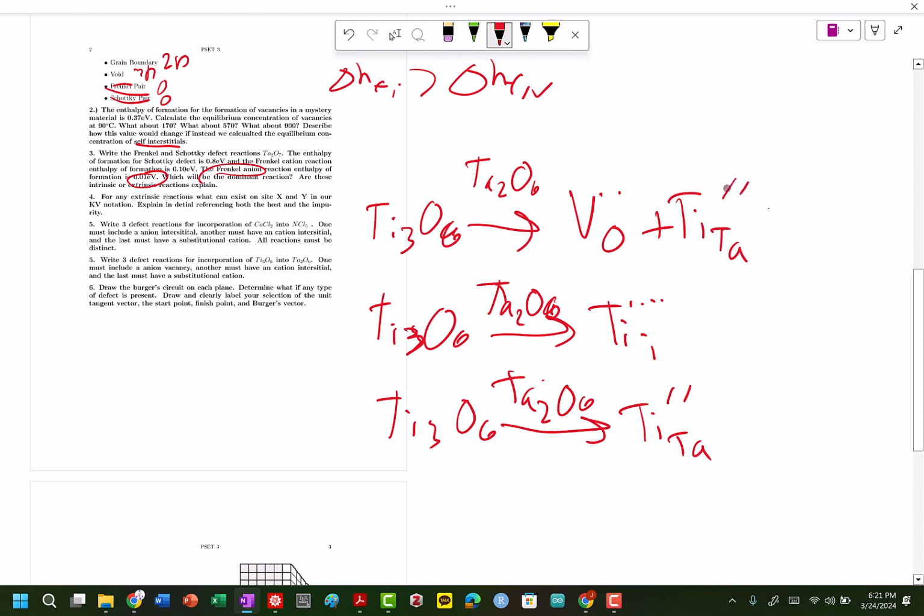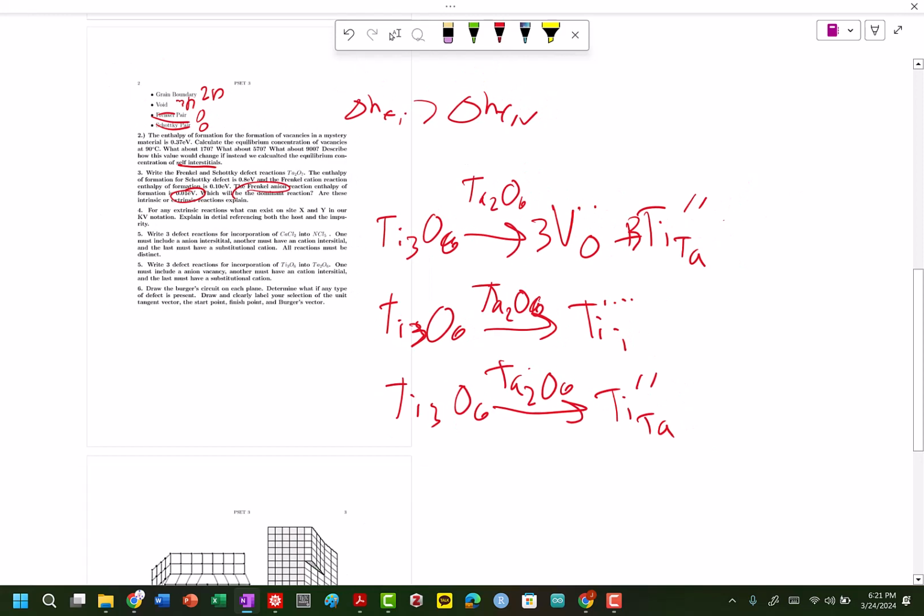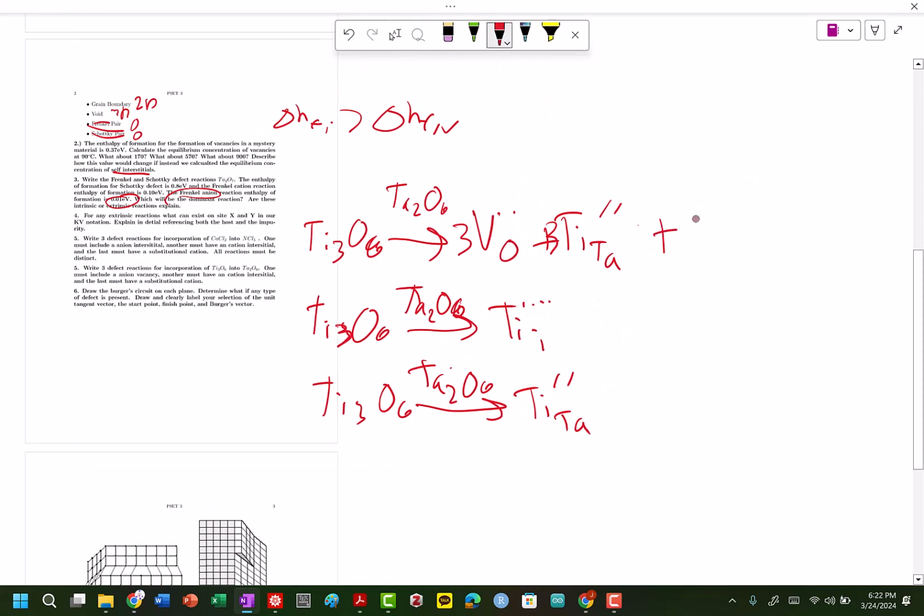And I can put a 3 here and put a 3 here because that will still give me 3 Ti. Then I just need to do a +6. Actually, that's going to give me a little bit of an issue. So, actually, sorry, I'm going to do vacancy of oxygen. Vacancy of oxygen +2 plus Ti Ta -2.